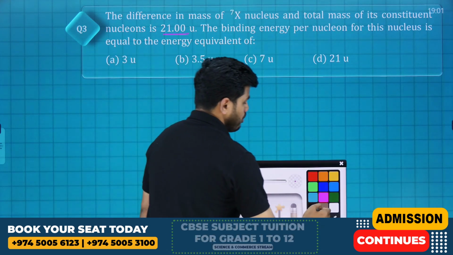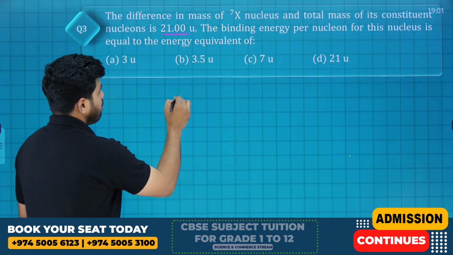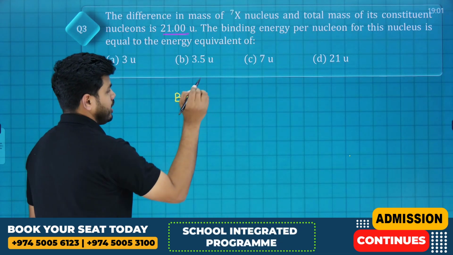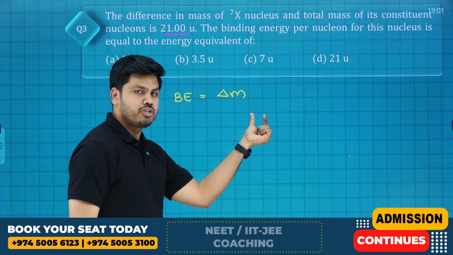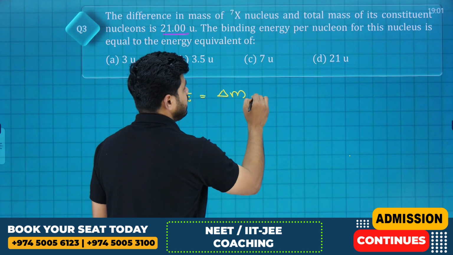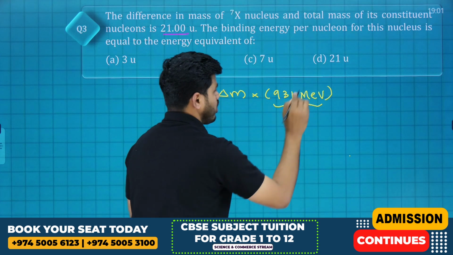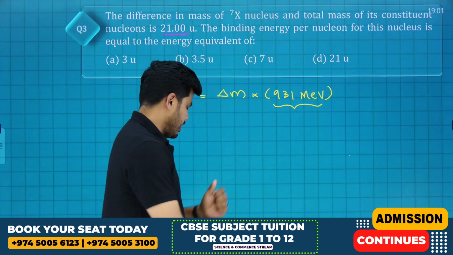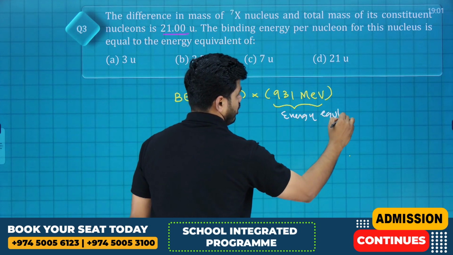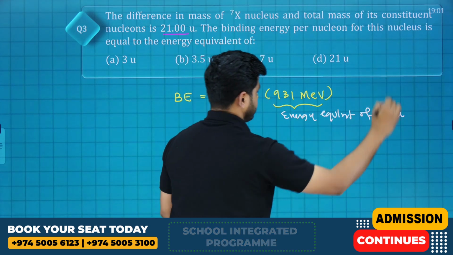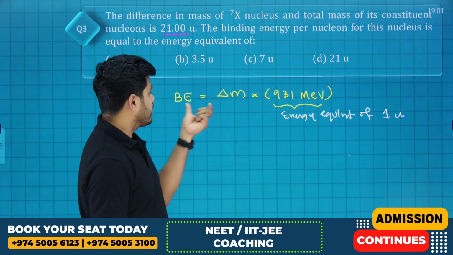See, the question is based on binding energy per nucleon calculation, right? We know the binding energy of any nucleus is calculated as delta M, what does delta M stand for? Missing mass, right? Delta M into 931 MeV. This is the energy equivalent of one atomic mass unit. Energy equivalent of one atomic mass unit is 931 MeV. So we multiply that value with the mass defect, delta M. Then we will get the binding energy.